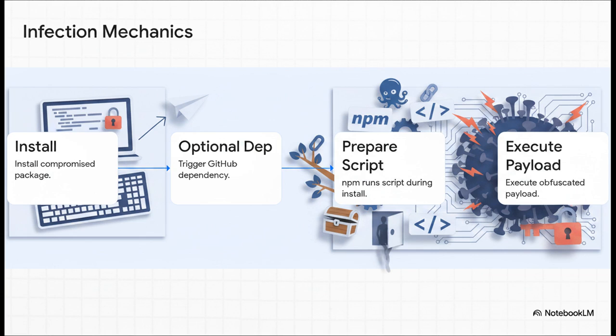First, a developer or CI system installs a compromised package. Within that package tarball, there's a new obfuscated file sitting at the root called router_init.js. Second, the compromised package triggers an optional dependency, and crucially, one that points directly to a GitHub-hosted package, like @tanstack/setup. Third, because NPM runs lifecycle scripts for Git dependencies during installation, it triggers a prepare script inside that GitHub repository. And finally, that script quietly reaches back and executes the obfuscated router_init.js payload. Honestly, the user has absolutely no idea it's happening.